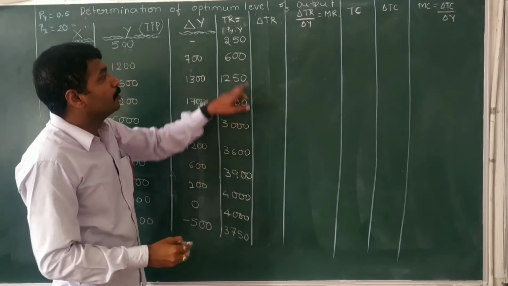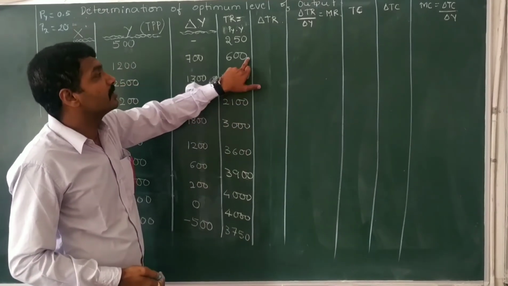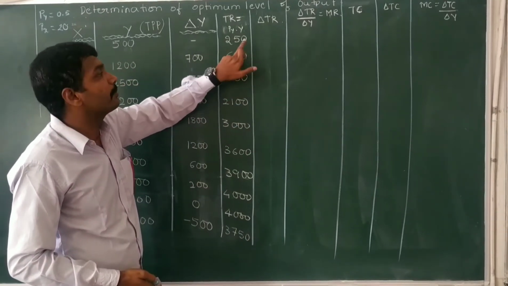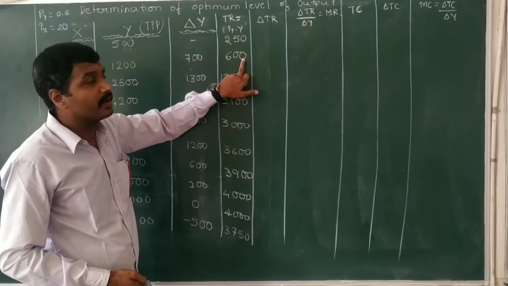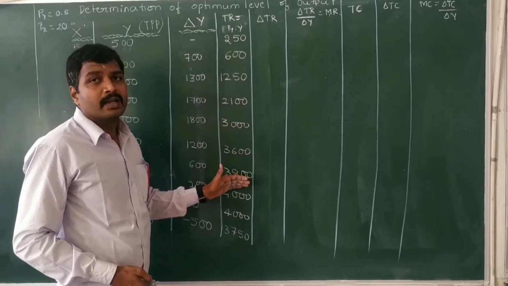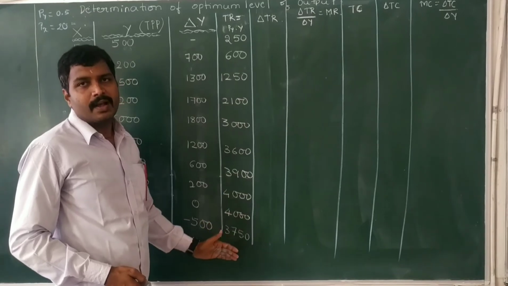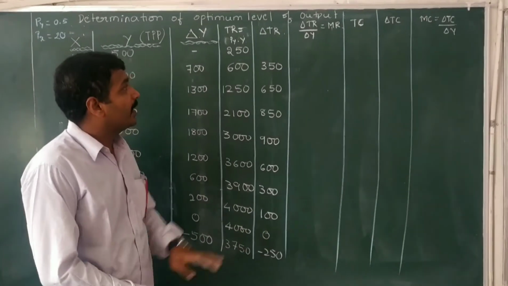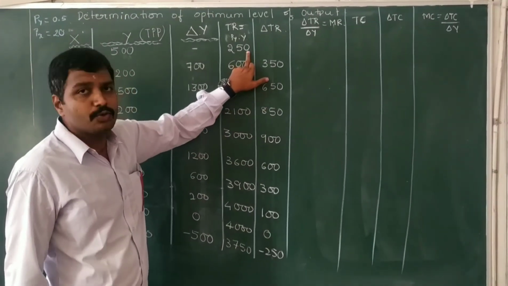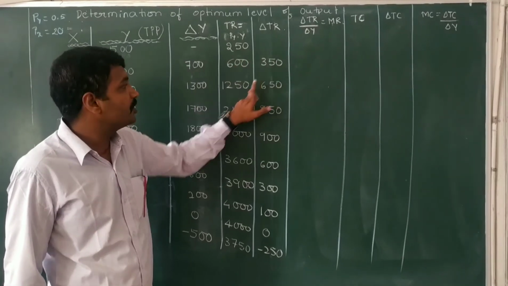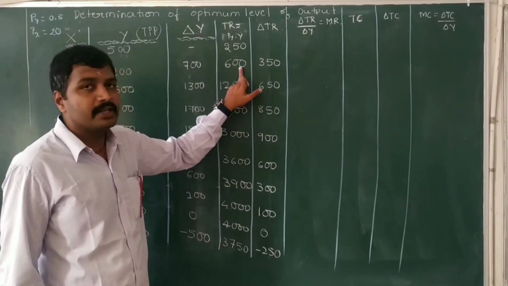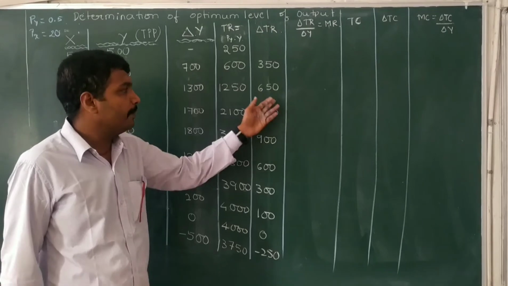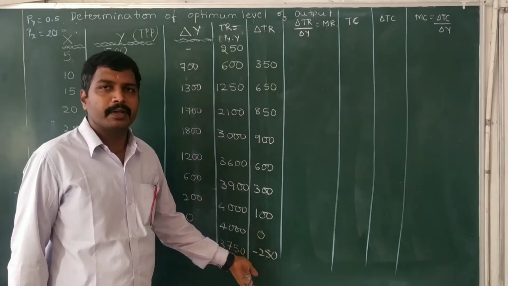How to do that? You need to subtract 250 from 600, and you need to repeat the same procedure for the rest of the observations. Okay, 600 minus 250, you are going to get 350. 1250 minus 600, it used to be 650. The same procedure will be repeated.